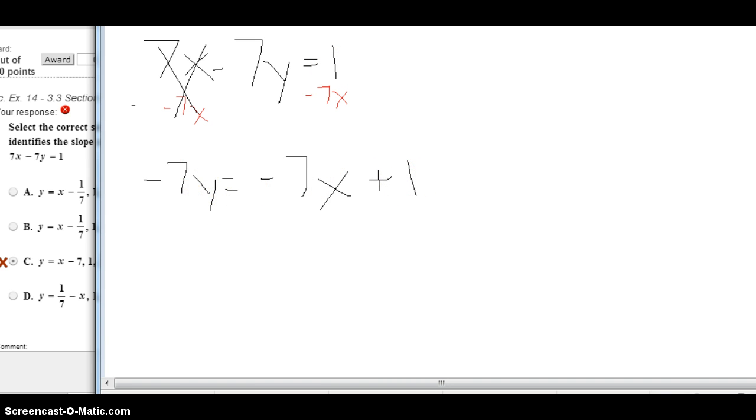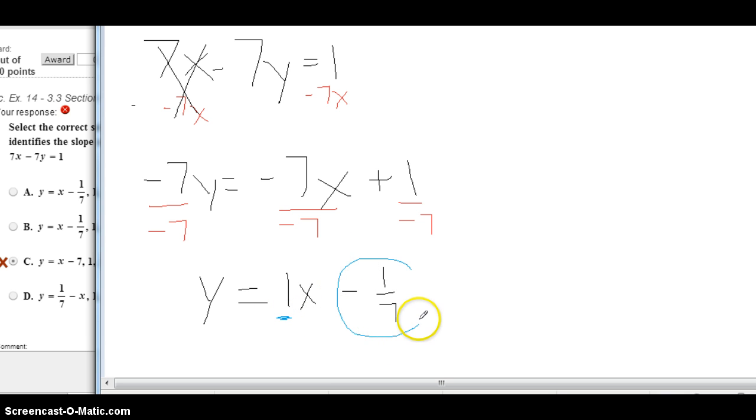Now to get y by itself, the last thing we need to do is divide by -7. And make sure you divide everything by -7. You've got to do everything on both sides by the -7. So now it'll just be a y over here on the left. -7 divided by -7 will be a positive 1x, and then we're going to have -1/7. So from that we can see what the slope is. The slope of this line is a positive 1, and the y-intercept is at -1/7.